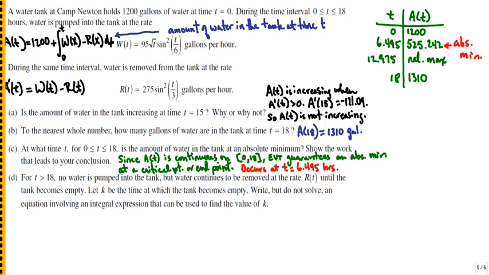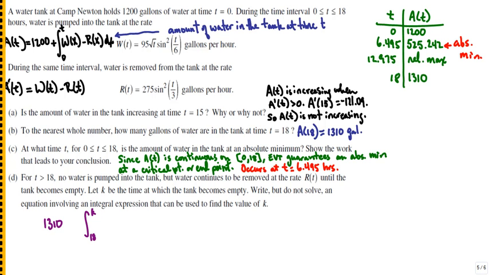Well, again, we have to think in terms of how much water is present. We need an initial value. Now we're not working with the 1200 gallons anymore. We know that at time t equals 18 there are 1310 gallons of water. So there's 1310 gallons there, and the water is being removed at a rate of R of t. So we want an integral from t equals 18 up to t equals k. That's what we're looking for.